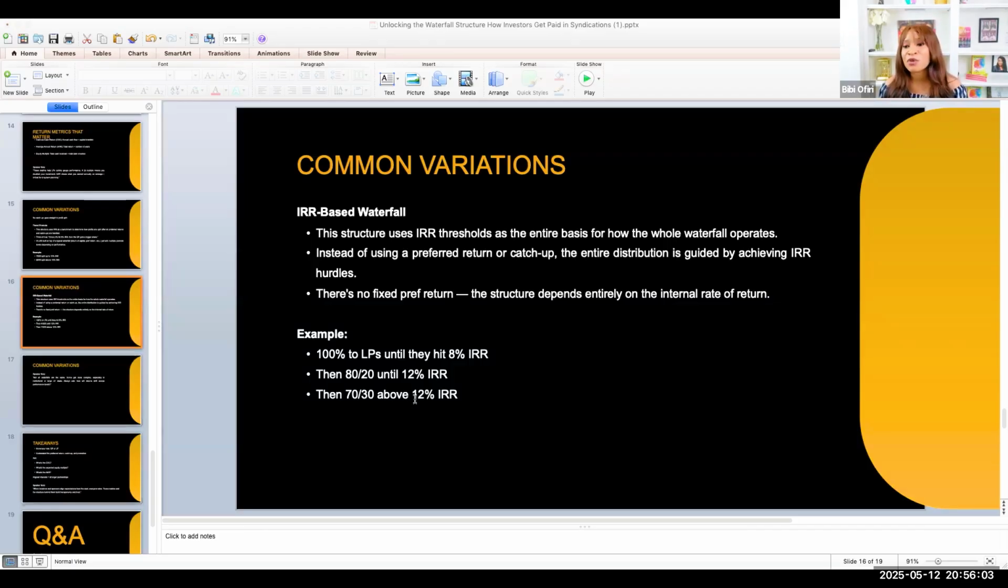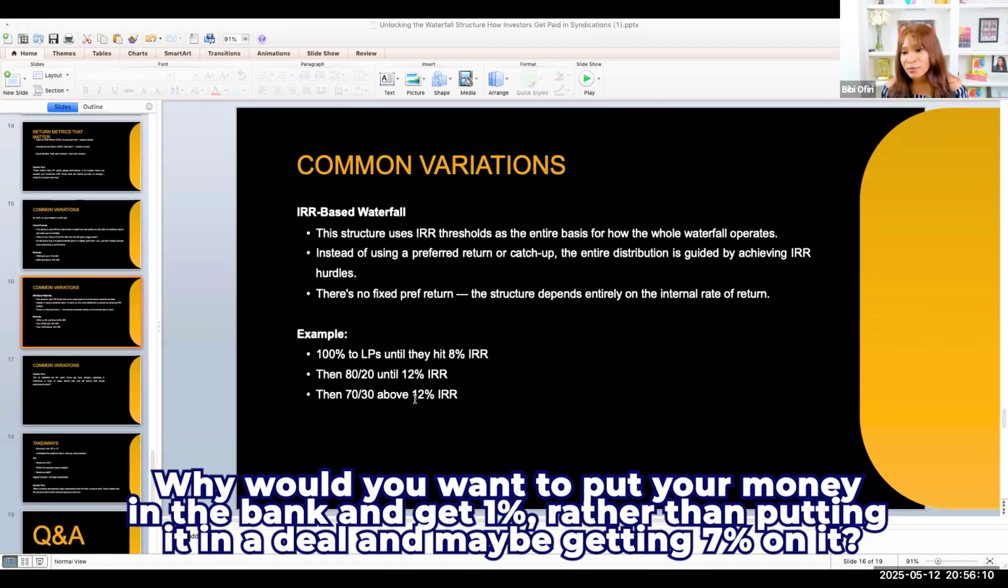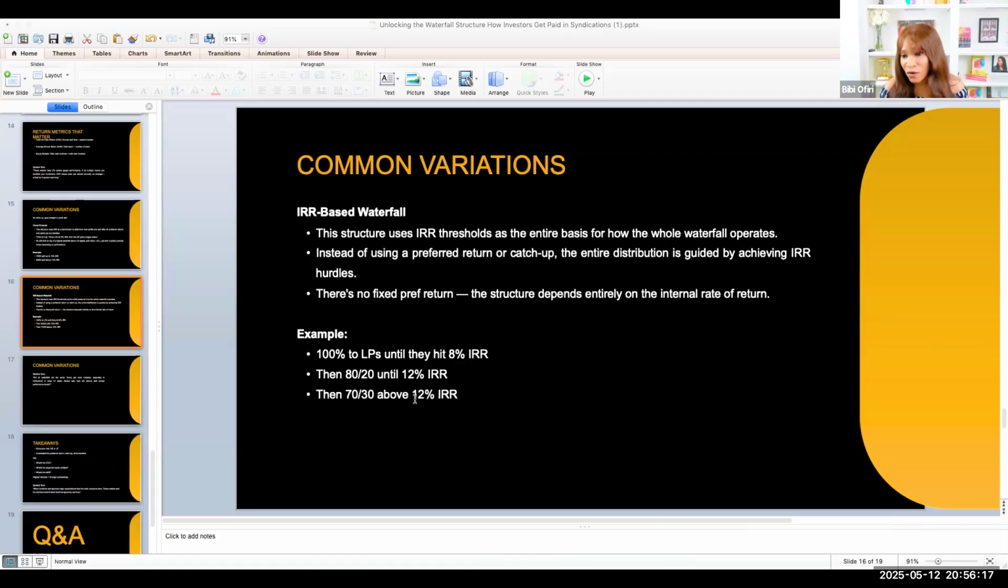It's just like you putting the money in the bank, like I said, and most times it's 1% you get. Why would you want to put your money in the bank and get 1% rather than putting it on a deal and maybe getting 7% on it, cash on cash or preferred returns and all that? Why would you want to do that? So when you see $1,000 or $750,000 in your account, don't assume that that is what this entire deal is all about. That is just a portion of what your returns look like.